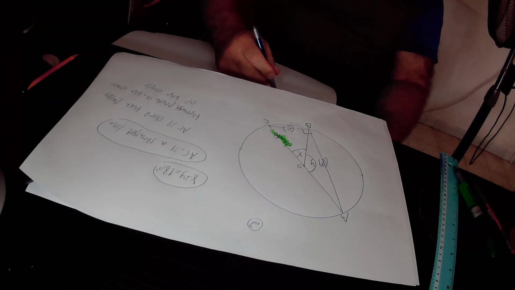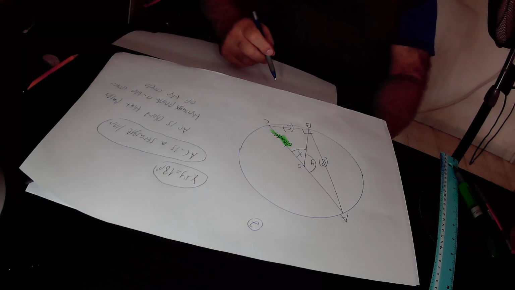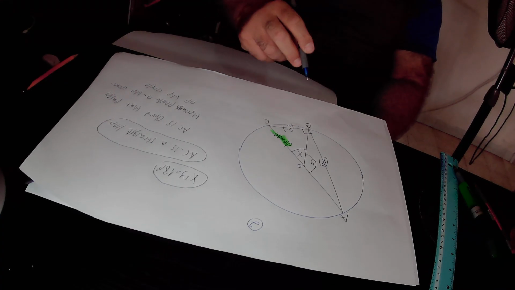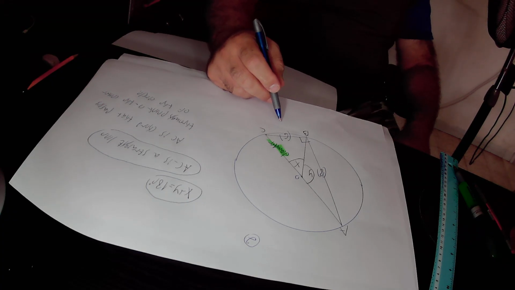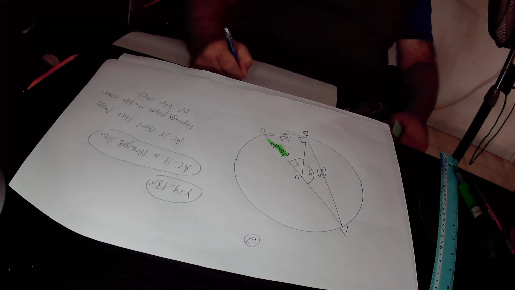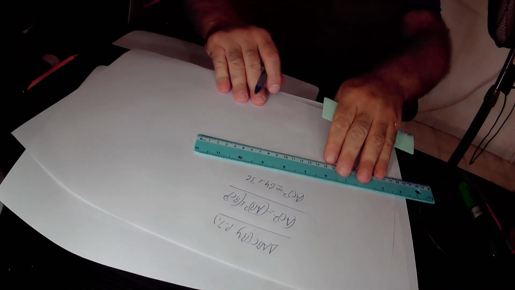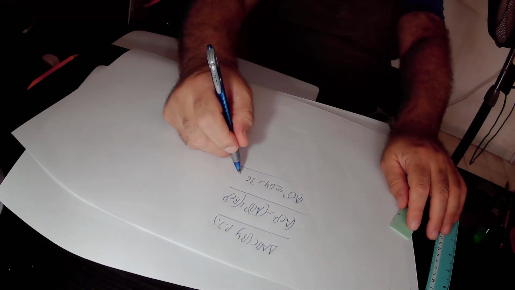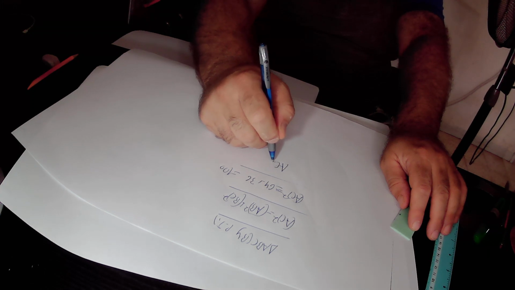AC is the missing side, so we leave it as it is: AC squared equals AB squared. AB is 8, therefore AB squared is 8 squared, that is 64, plus BC squared. BC is 6, therefore BC squared is 6 squared, that is 36. So in total, we found that AC squared equals 64 plus 36. 64 plus 36 is 100. So AC squared equals 100.